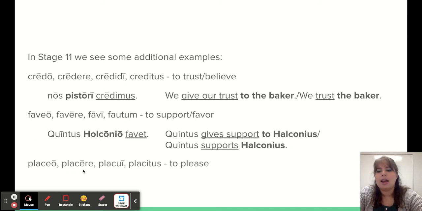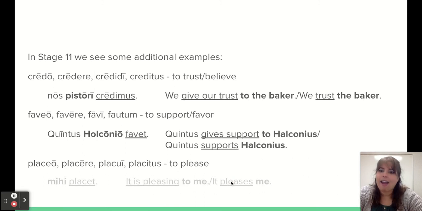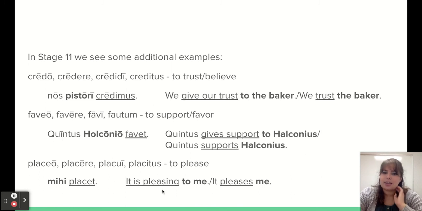And then another one, placeo, placere, placui, placitus, our verb to please. Same thing. Mihi placet, it is pleasing to me, or it pleases me. So this is another one. This is how we say in Latin, like if you like something, right? Oh, I like this. It's literally you're saying this is pleasing to me. And again, dative, to or for. That's why even though in English it's not really an indirect object sense, in Latin it is. So you're going to use the dative.